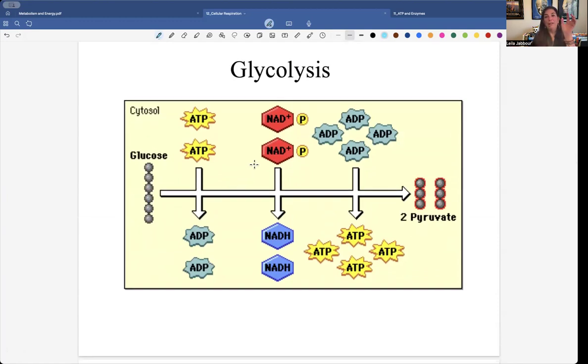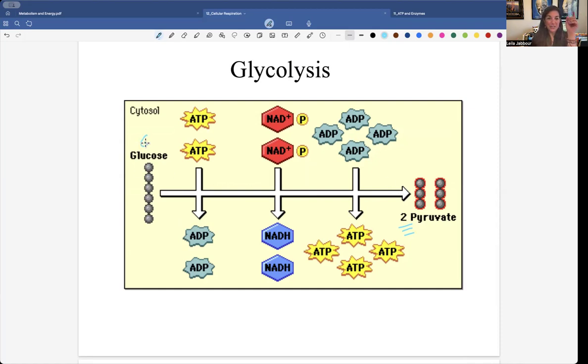What do we end up having at the end of glycolysis? We end up having 2 pyruvates. So you need to know the name of that molecule, and you need to know that there are 2 of them. Believe me, I'm going to show you all the things you don't need to know, and that's going to be too detailed for the purpose of this lecture. But this is definitely the minimum.